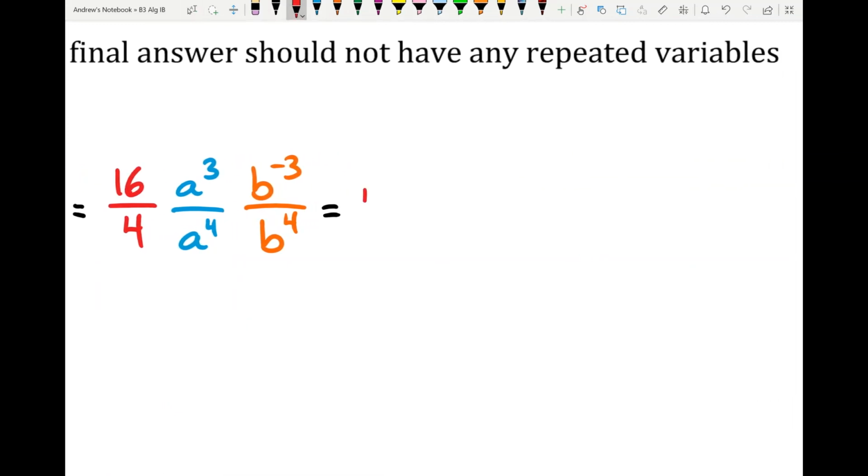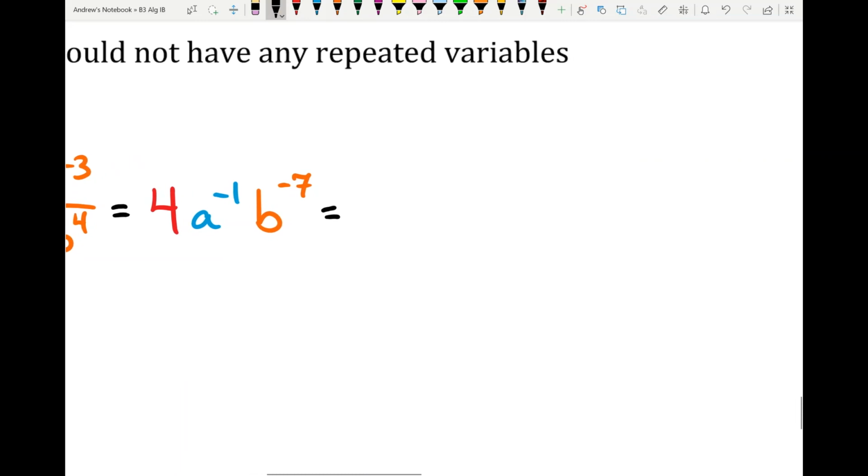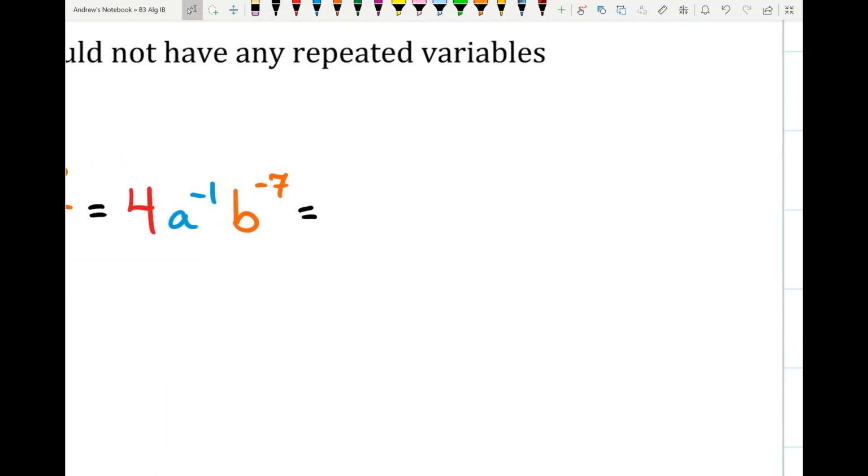16 divided by 4 is just 4. a to the third divided by a to the fourth is going to land me with a to the negative first. b to the negative third divided by b to the fourth is going to land me down at b to the negative seventh. One last little step is that anything that has a positive exponent stays on the top. Anything that has a negative exponent goes to the bottom.